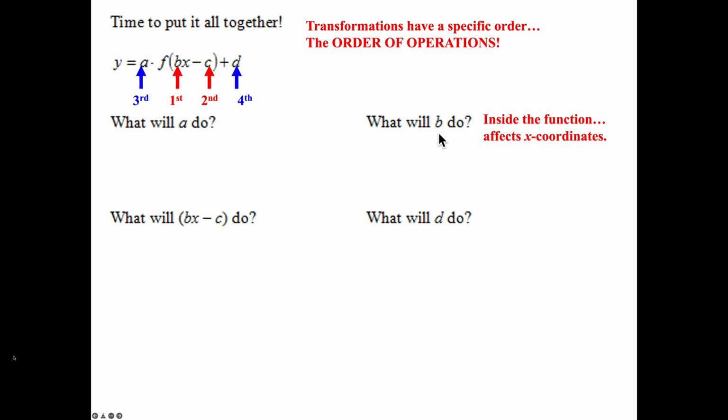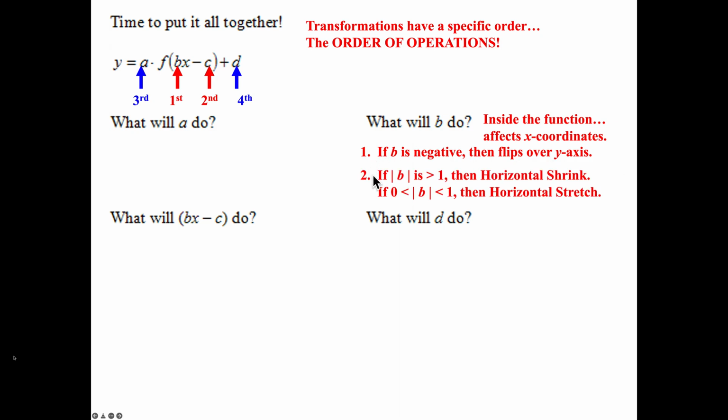All right, so looking at the first thing, b, we're inside the function. This affects your x coordinates. Now, there's two things that happened. What if b was a negative? Well, if we multiplied by a negative, you got to go from positive x's to negative x's, so that's flipping over the y-axis.